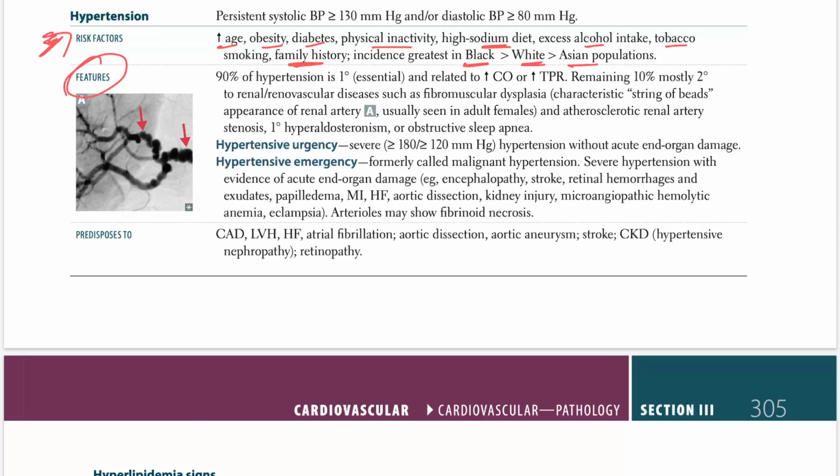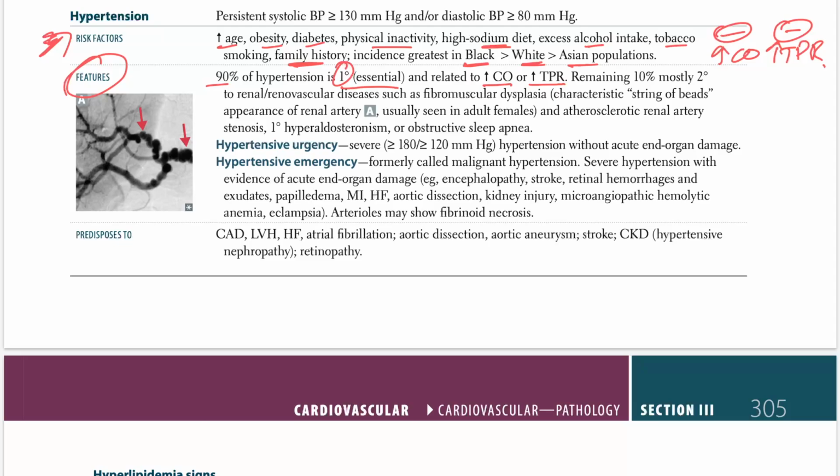What are the features of hypertension? 90% of hypertension is essential, the primary hypertension. This is primary essential, and related to increase in cardiac output and increase in TPR. So that 90% is all about increasing the cardiac output, increasing the TPR. So guess what? For that essential hypertension, most of the treatments are going to inhibit this, or some drugs would also inhibit the increase in cardiac output. That would be the focus, right?